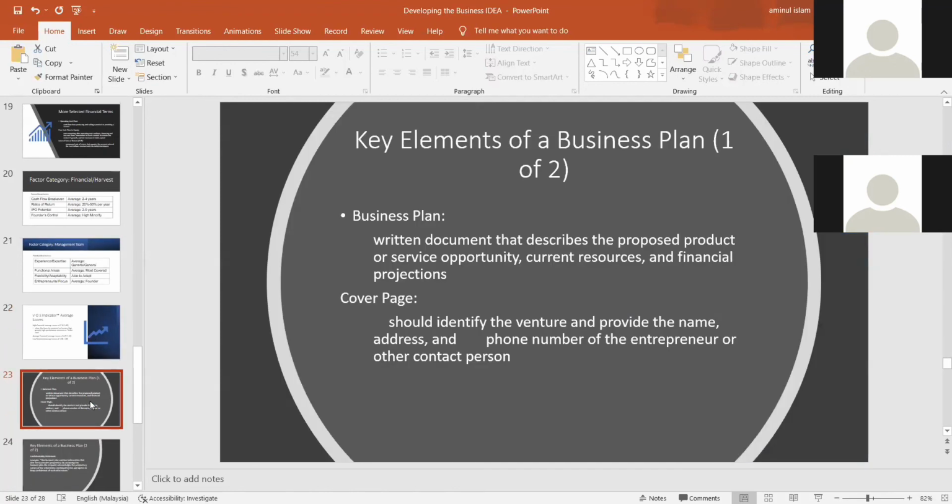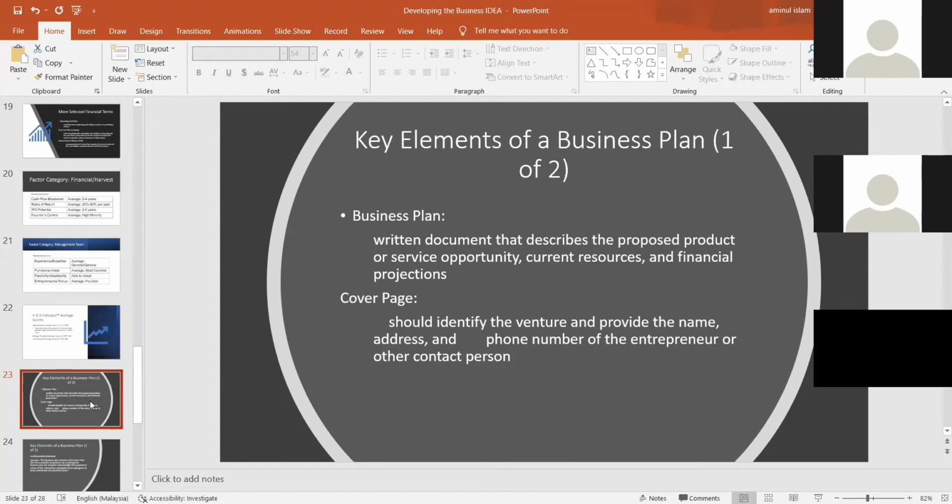Now, for the rest of it, I'm going to show you quickly what is included in a business plan, the key elements in a business plan. So a business plan is basically what? It is a written document that describes your proposed product or service opportunity, current resources, and financial projections, as we said earlier. So that's what we call a business plan.